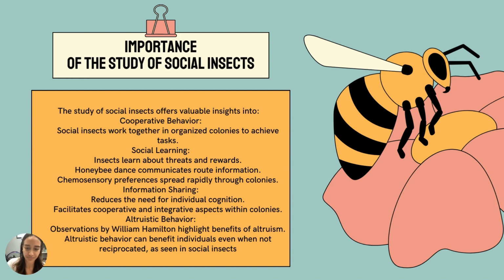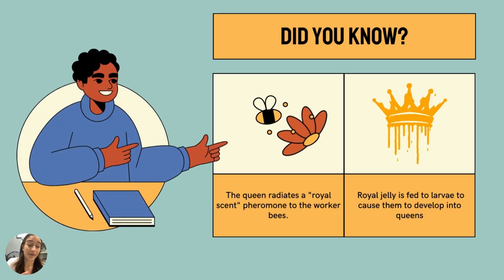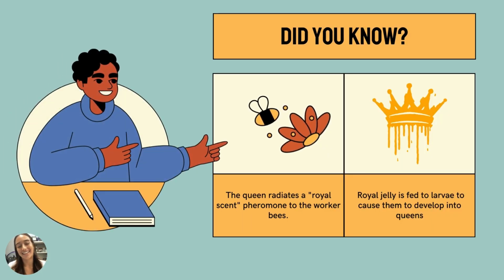Some fun facts about bees are that the queen radiates a royal scent pheromone to the worker bees, and that royal jelly is fed to larvae to cause them to develop into queens. Royal jelly is composed of approximately two-thirds water, one-eighth protein, 11% simple sugars, and small quantities of vitamin C and various trace minerals and enzymes. The royal scent pheromone of the queen radiates to those worker bees to prove her fertility and her dominance over the colony.